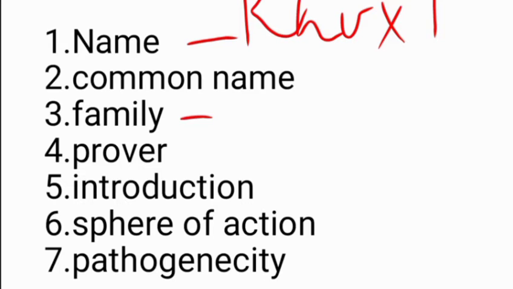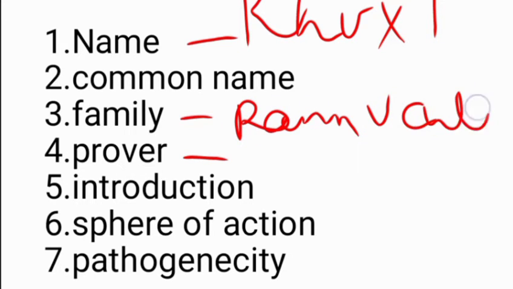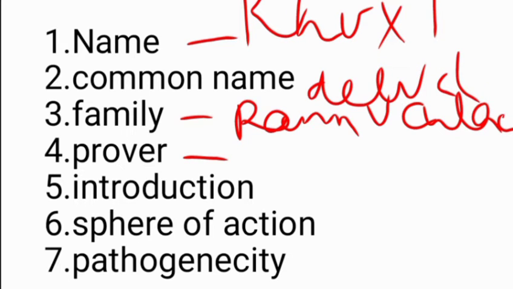Then, who is the prover of that drug? For example, if we take Aconitum napellus, the prover will be Hahnemann. You should write that. Then family: Ranunculaceae is the family of Aconitum napellus. Then the common name: Devil's helmet is the common name of Aconitum napellus. In that way, you should write these things first.